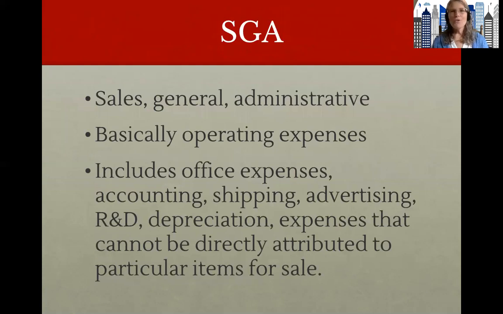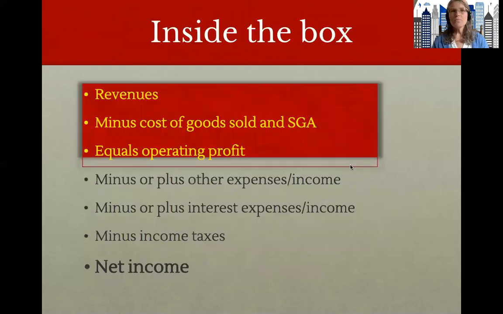Now, SGA means sales, general, and administrative cost. So basically, these are all your operating expenses, which include office expenses, accounting, shipping, advertising, research and development, expenses that really cannot be directly attributed to particular items for sale. So it includes a number of those things. It just depends on how the public company's auditing and accounting departments itemize a lot of these expenses.